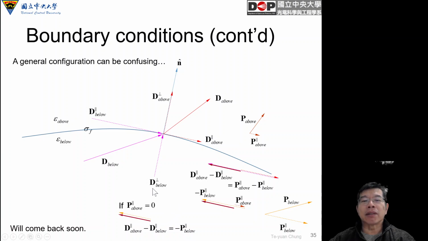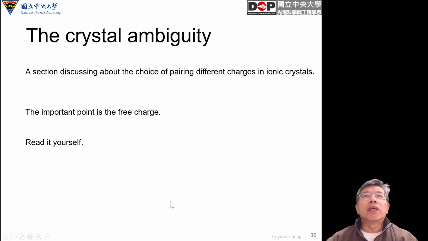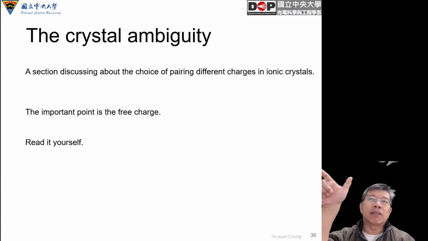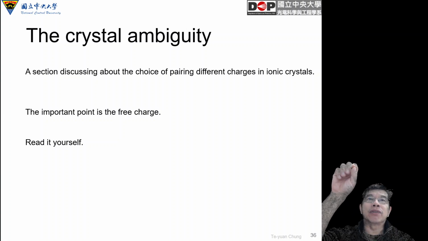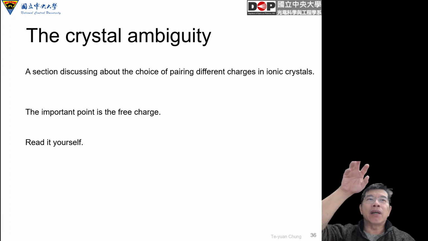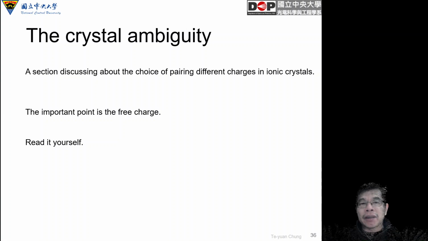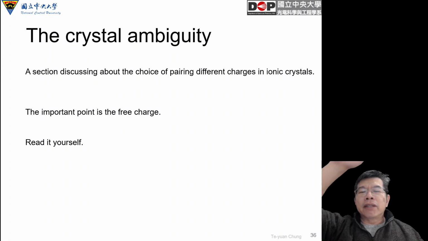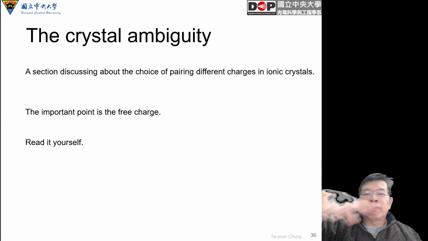In general, you will encounter things like this anyway. And the last part is about the crystal ambiguity. This section discusses the choice of pairing of the positive and negative charges in an ionic crystal, like sodium chloride, NaCl. You can freely choose a different direction, and they are equally spaced. The sodium and chlorine are equally spaced everywhere, so you can pick any one of them, but you will find that the charge left over is on the boundary, and depending on how you choose, you will have something different left on the boundary.